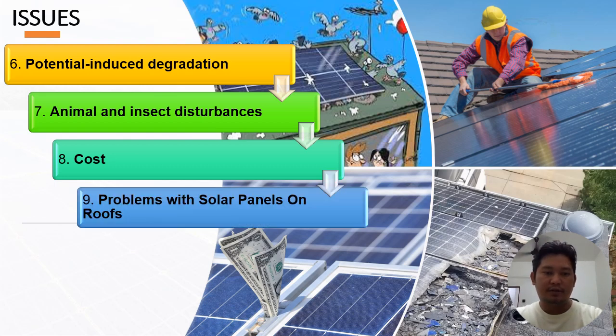And number 9, problems with solar panels on the roof. The potential for roof damage. Solar panels can put a lot of stress on your roof, and if they are not installed properly, they can cause leaks or other problems.